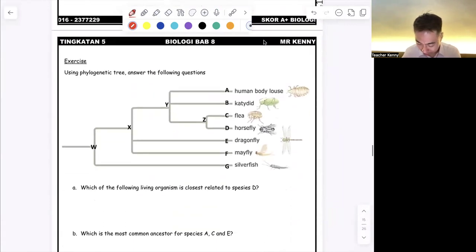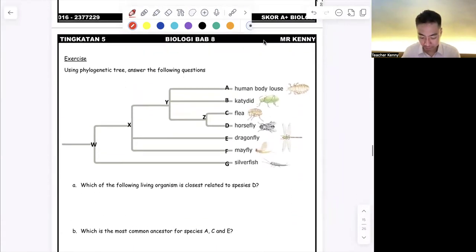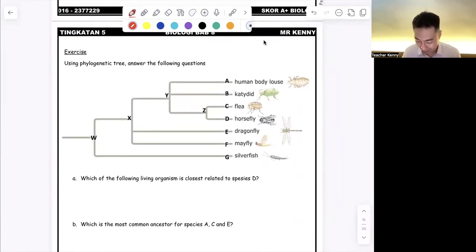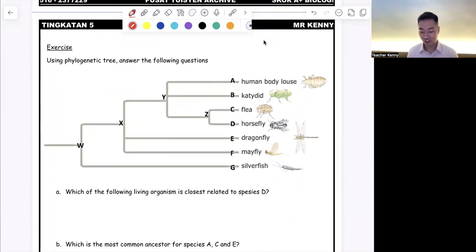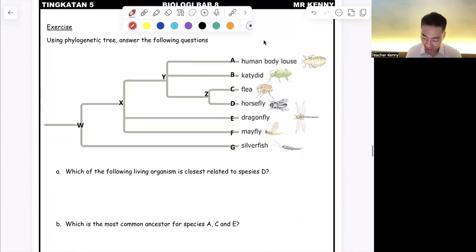Okay, now what is this? This is just an example of the whole phylogenetic tree, and all these letters are organisms. So question here, which of the following organisms is closely related to D? Who is the closest related to D here? Guys, I'm sure you know by now. C is the closest, right? C, yeah.